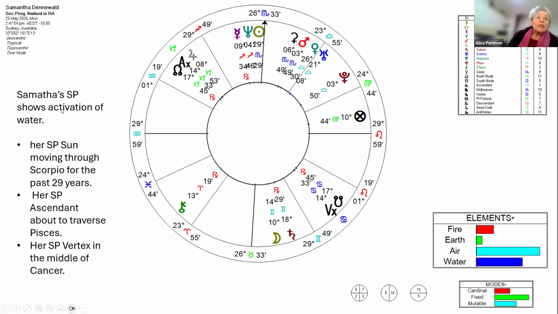So here's Samantha's secondary progressions, and it really does show the activation of water. The secondary progressed sun has been moving through Scorpio for a long time. It's been nearly 30 years it's been moving through Scorpio. And her secondary progressed ascendant is about to start moving through Pisces, and her secondary progressed vertex is in the middle of Cancer. So she's in the throes of activating the water element within her really strongly, and has been for the last 29.5 years, and will continue to be for the rest of her life, I would think.